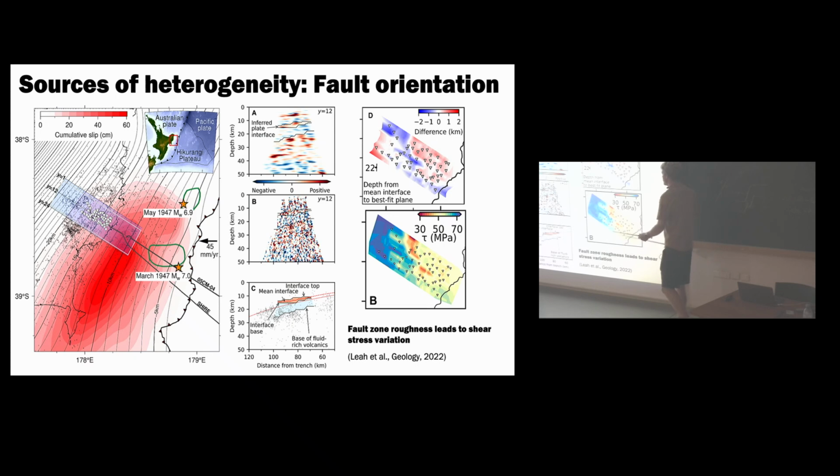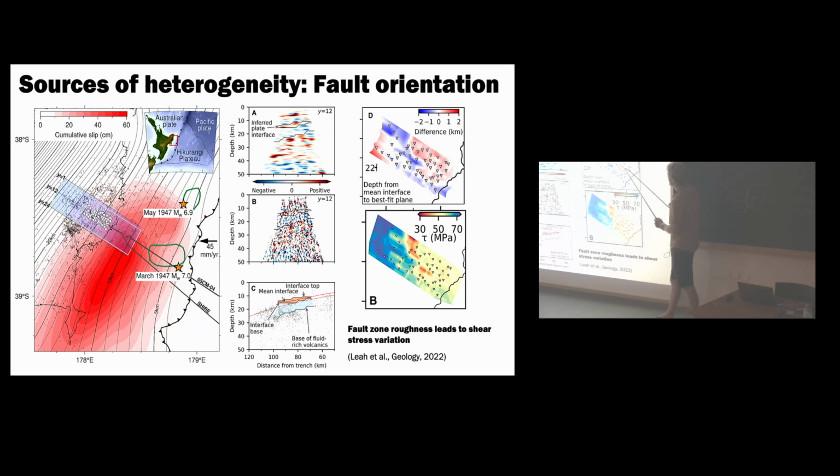This was Harry Lee's PhD. He took this as, okay, that roughness is maintained. What I'm really getting at here is that we've got this map of fault orientation. This just has in colors the height of the interface relative to a planar surface. So it's not planar. It varies by about plus minus 2 kilometers. Again, the resolution here isn't great, but it's better than 4 kilometers.